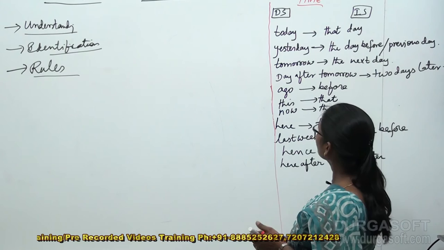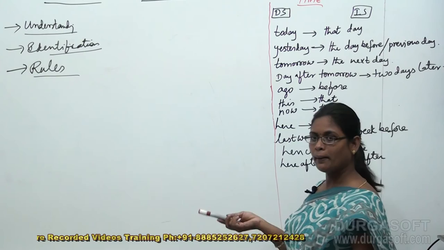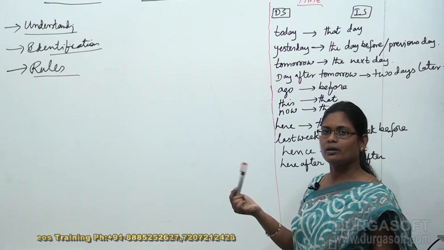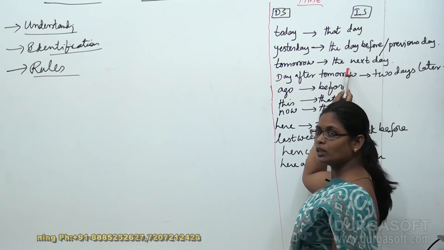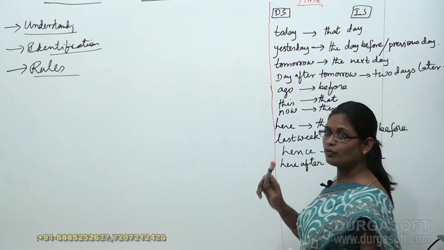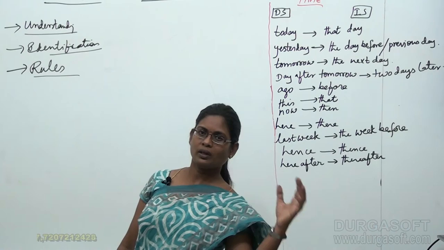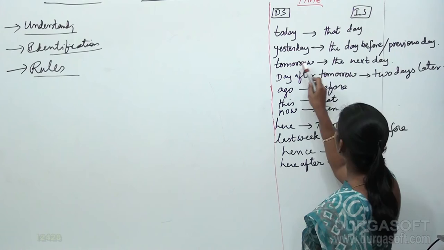yesterday gets converted into the day before or the previous day. And tomorrow: today is there and yesterday is there. What about tomorrow? Let us include tomorrow also in our session. Tomorrow is going to get converted into the next day. See, one more word that can be used for yesterday, that is the day before or the previous day. The day before or the previous day, we can say. Okay?